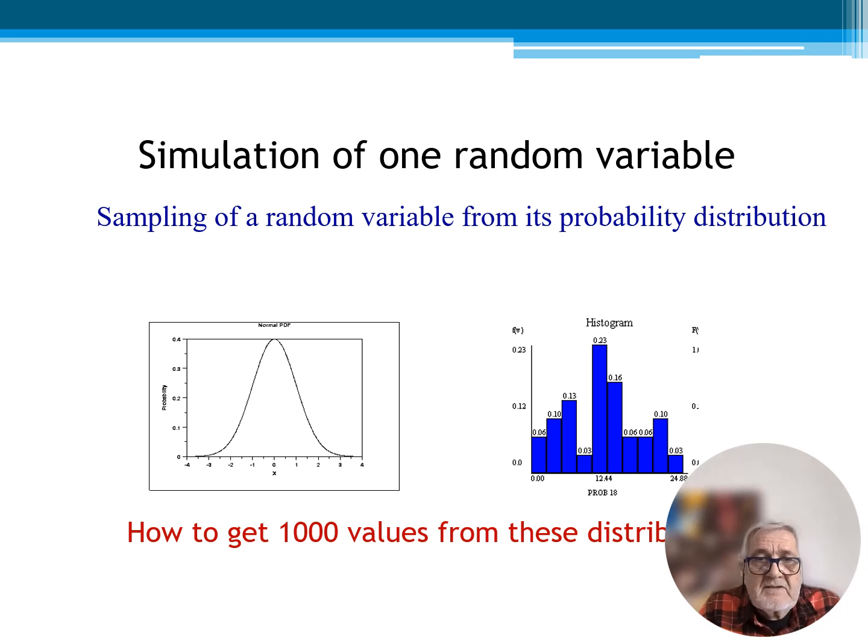Now let's see how to build those simulation models, and start by the simplest one: how to simulate one random variable, how to sample a random variable from its probability distributions, how to get, for example, 1,000 values from those distributions here, this one or this one, and so on.